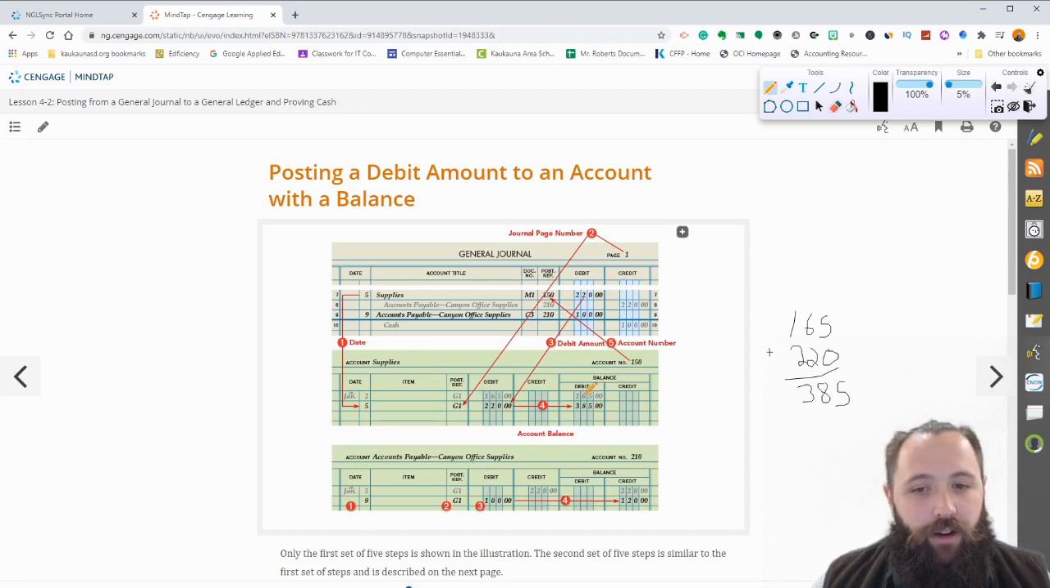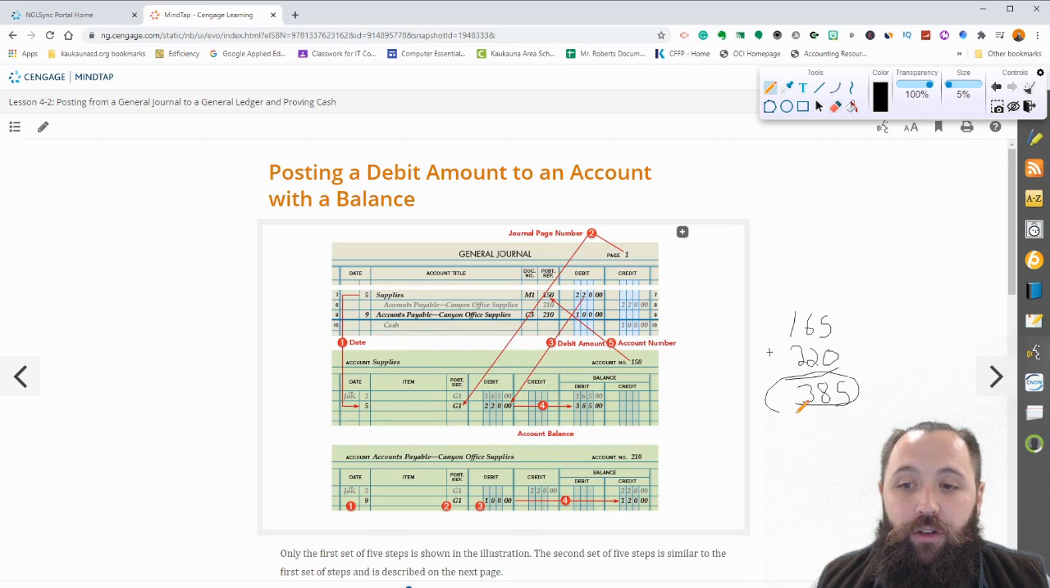So we initially had $165 worth of supplies. We added $220 of supplies. We debited that account and we increased it. And now our new balance is $385. That's how we got to that number. So we're accumulating this balance here, okay?